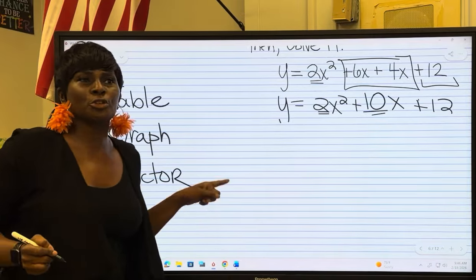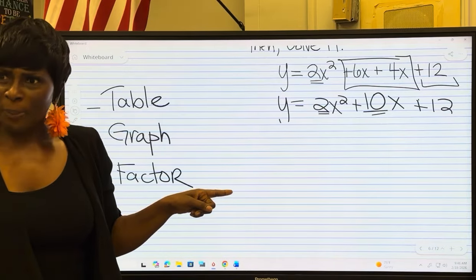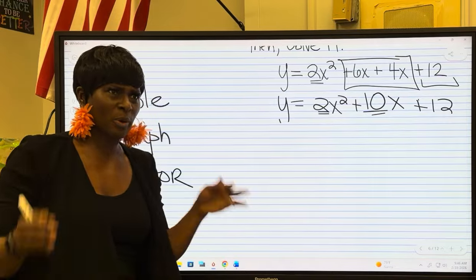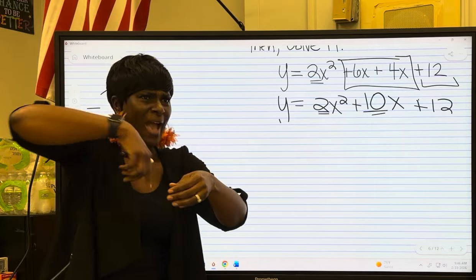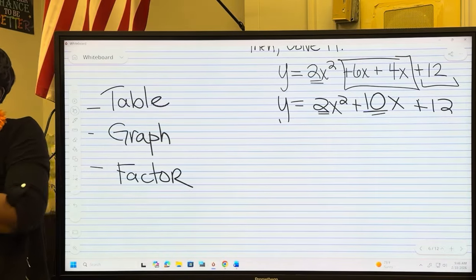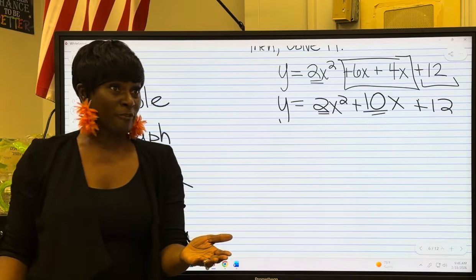What have we been using to factor? The Punnett square. We've been using the area model, right? We plug that thing in, pull out the greatest common factor. We factor it, set it equal to 0, solve. That's how we've been factoring, right?